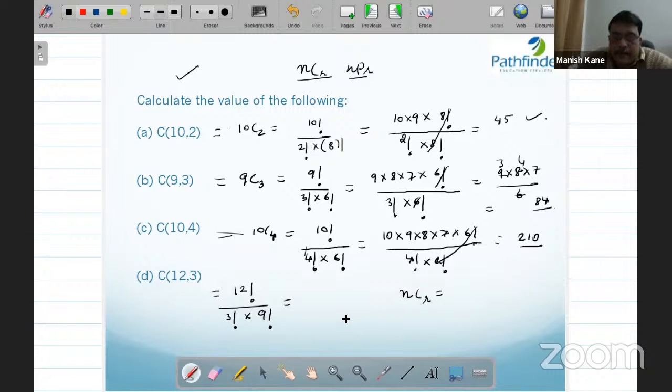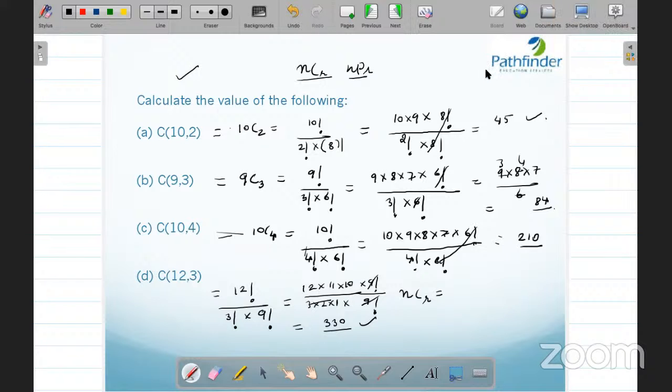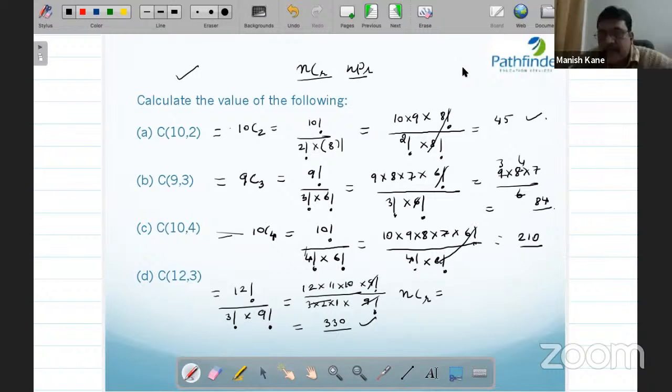So factorial 12 upon factorial 3 into factorial 9. So 12 can be written as 12 into 11 into 10 upon 3 into 2 into 1 for factorial 3. And factorial 9 will get cancelled out from both numerator and denominator. So 333 and 330 should be your answer. I hope I've not made a mistake somewhere. Is this calculation clear to all? Can we actually go to the questions now? Yes, sir. I think 220 is the answer that I've got, Charu. I guess I've made some mistake somewhere.